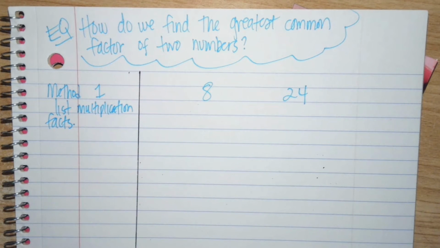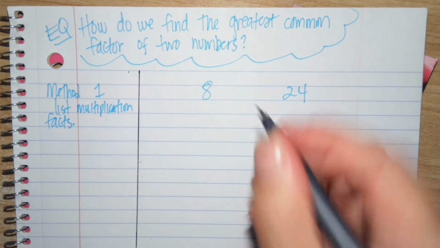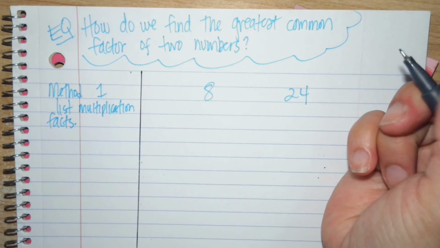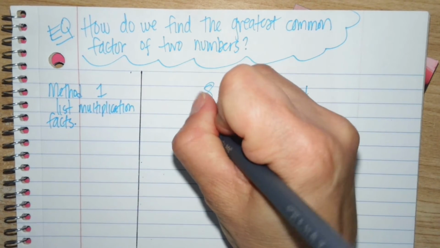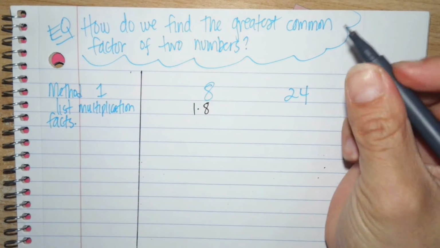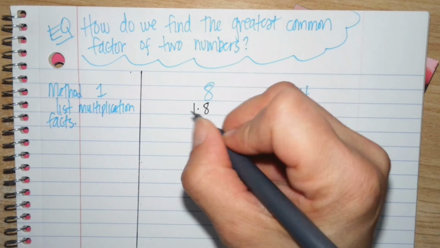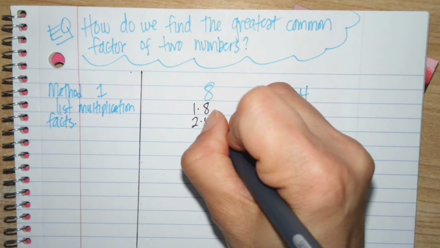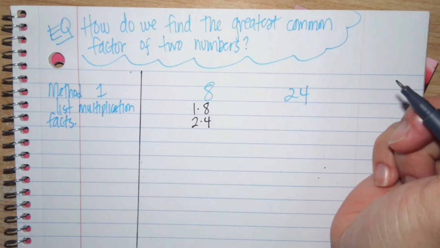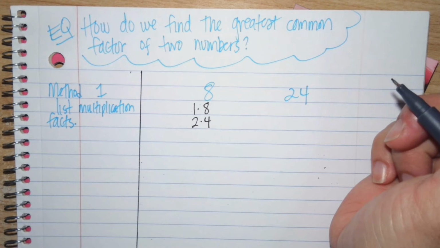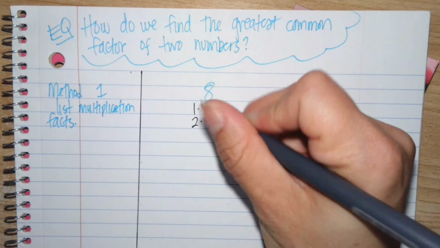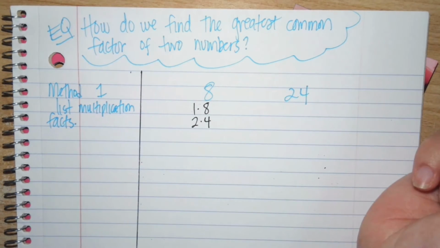Now, if I list my multiplication facts here, for 8, I always want to start with 1 times itself. So 1 times 8 would be a factor. And then I think about if 2 can fit into 8, and 2 does, so it'll be 2 times 4. Then I ask myself, does 3 go into 8? And does 4 go into 8? And it does, so it looks like we're done with our factors of 8.